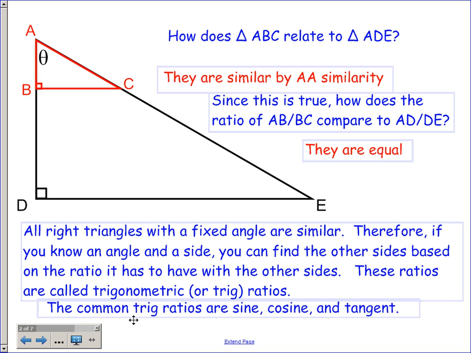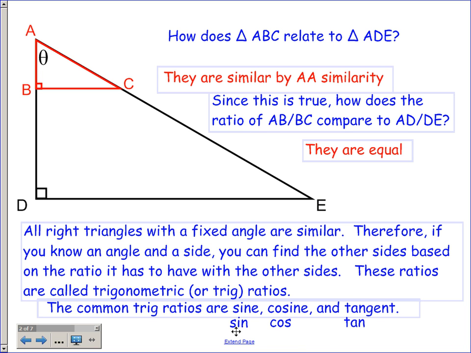Okay, the common trig ratios are the sine, the cosine, and the tangent. When they're spelled out completely, they're pretty phonetic words, but you'll see them on a calculator and abbreviated in other areas with three-letter abbreviations. The sine is abbreviated SIN, the cosine is abbreviated COS, and the tangent is abbreviated TAN.